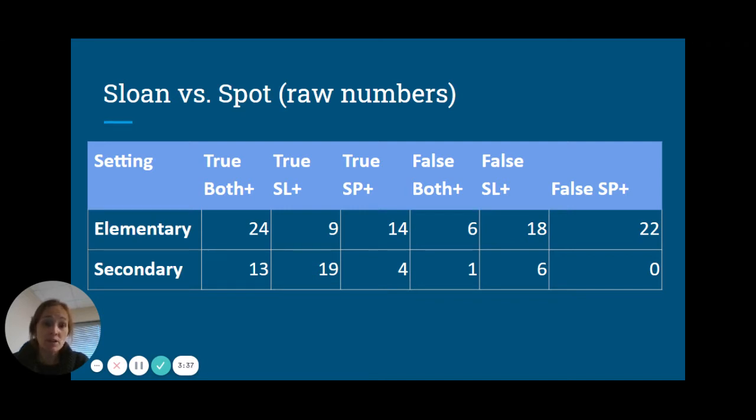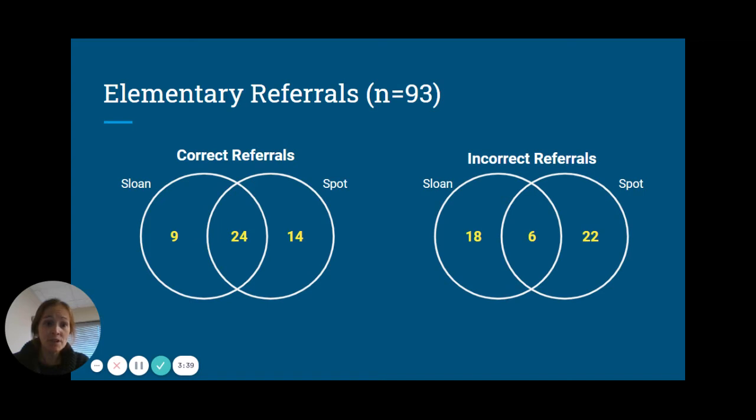But I think there's an easier way to view this data. So if you look at elementary as an example, of the 93 students who were referred and saw an eye doctor, 24 failed both the Sloan and the Spot and needed a correction. Another 9 failed the Sloan but passed the Spot and needed a correction. 14 failed the Spot, passed the Sloan, and needed a correction.